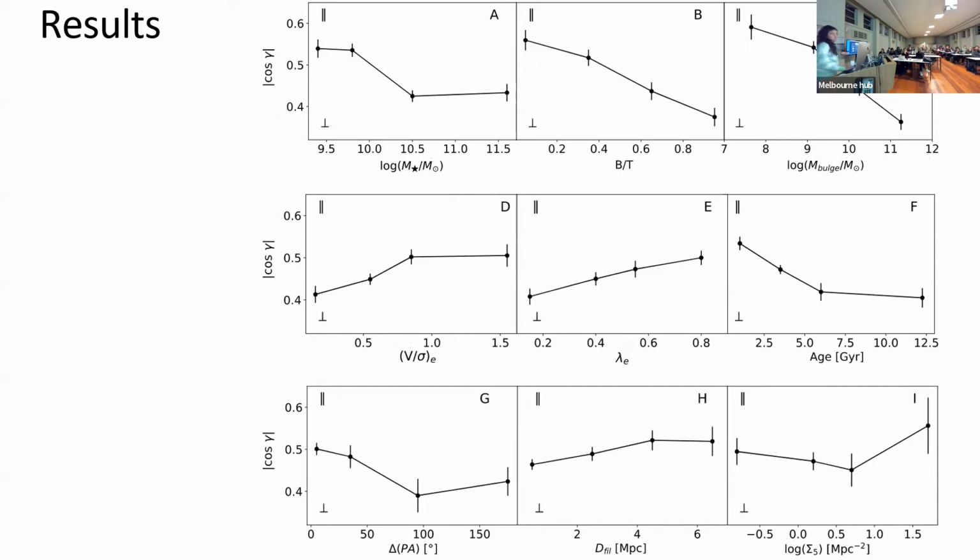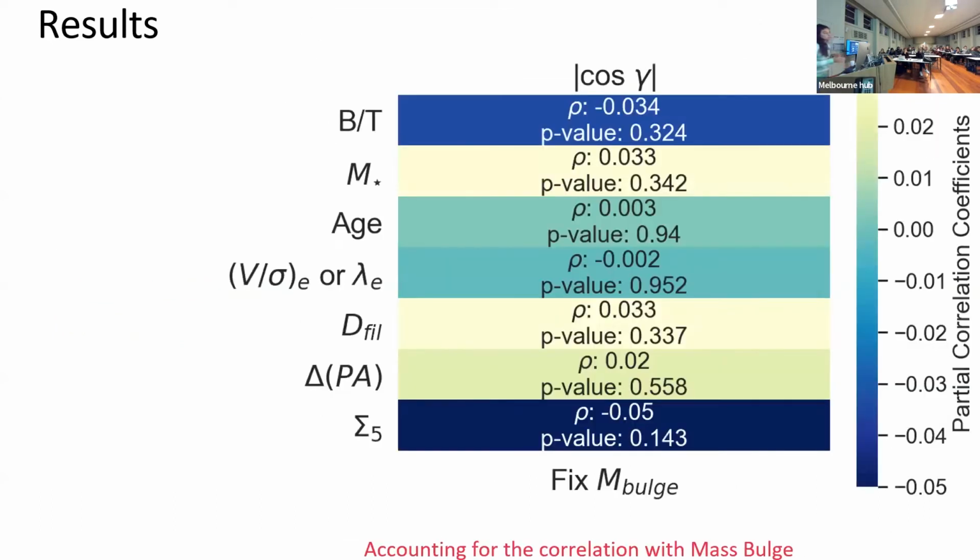And of all this bunch of properties, we found that the mass of the bulge is the property that shows the strongest correlation with spin-filament alignments. In fact, if we look at the partial correlation coefficients, so we take into account the correlation of the alignments with the mass of the bulge, there is nothing left for the other galaxy properties. So they just show correlations because they actually correlate with the mass of the bulge.